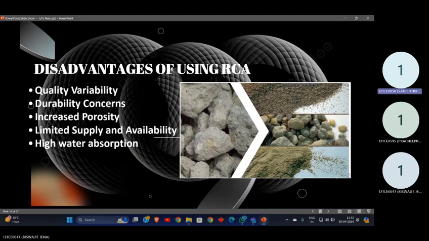Lower strength and increased porosity and absorption. Recycled aggregate often has higher porosity and absorption rate than virgin aggregate due to presence of old mortar adhered to the surface. This can lead to increased water absorption and a reduced resistance to freeze-thaw cycles, potentially compromising the durability of concrete in harsh environmental conditions.